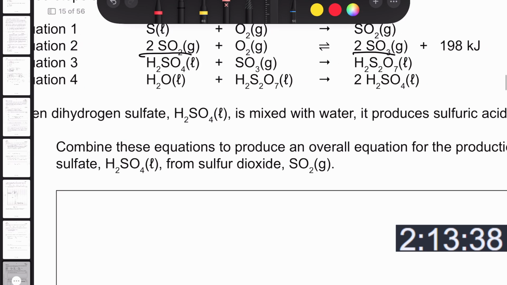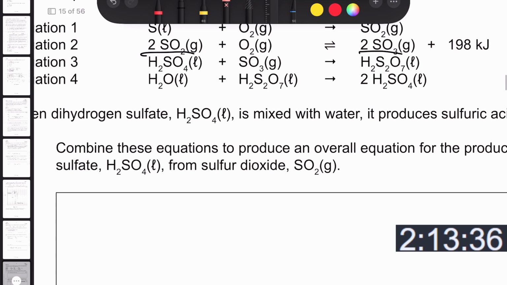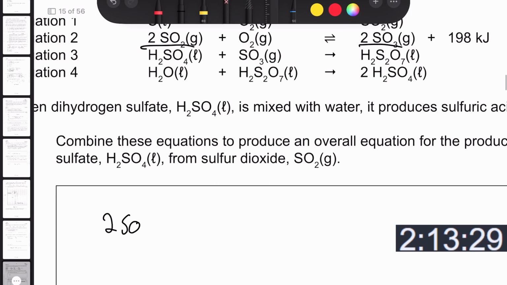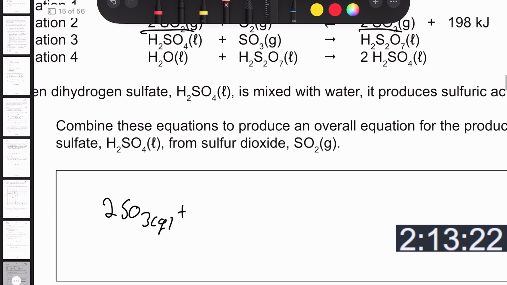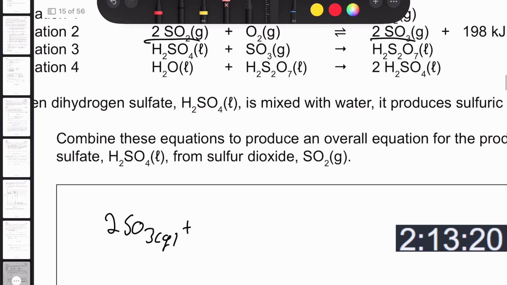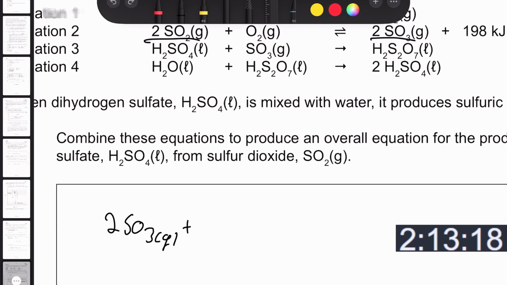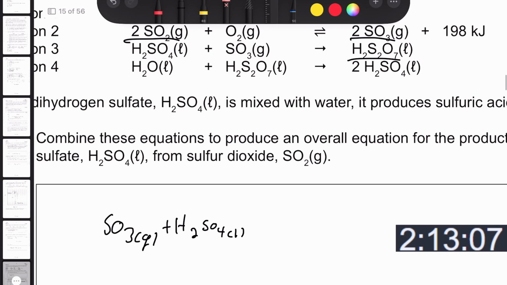Okay, combine these equations to produce an overall equation. Okay, so from SO2 you make SO3, and we need, so let's do SO2 gas 2. That produces 2 SO3, so maybe I'll just do that. Gas plus 2H2SO4, so I'll get rid of that 2, and then this produces H2S2O7.